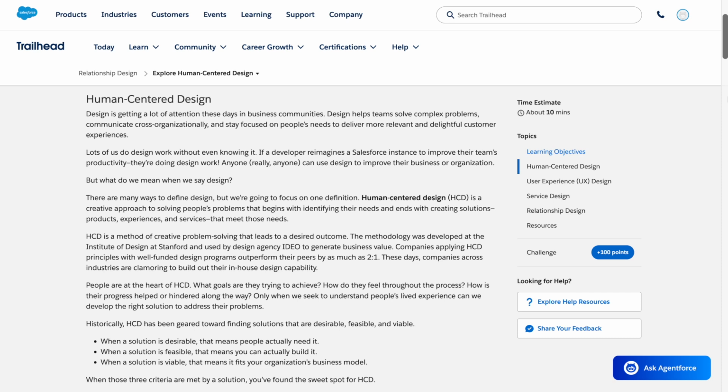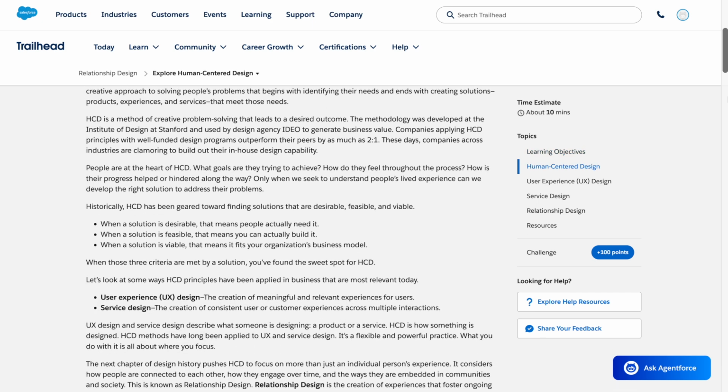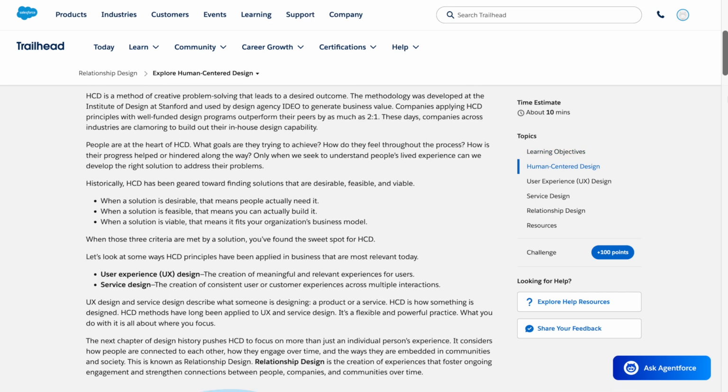But what do we mean when we say design? There are many ways to define design, but we're going to focus on one definition. Human-centered design, HCD, is a creative approach to solving people's problems that begins with identifying their needs and ends with creating solutions, products, experiences, and services that meet those needs. HCD is a method of creative problem-solving that leads to a desired outcome.